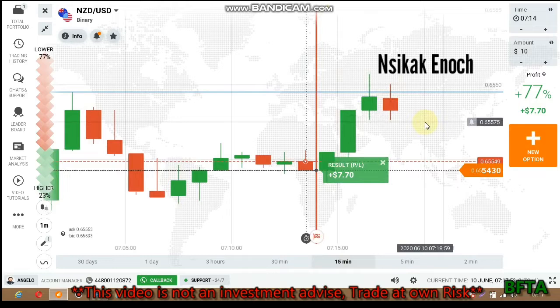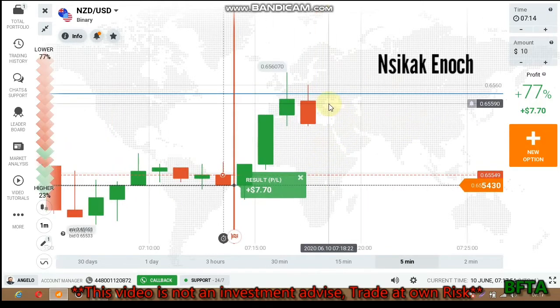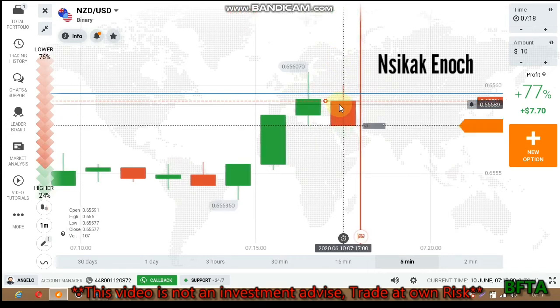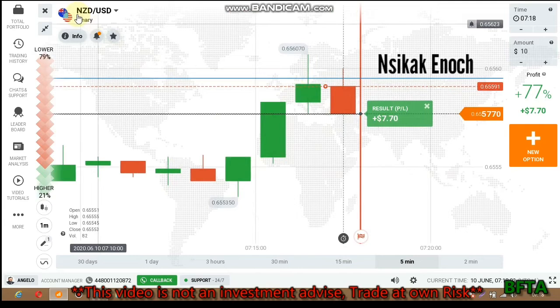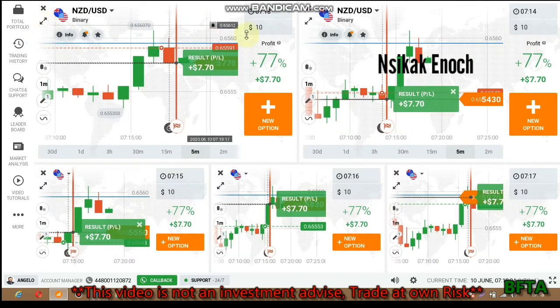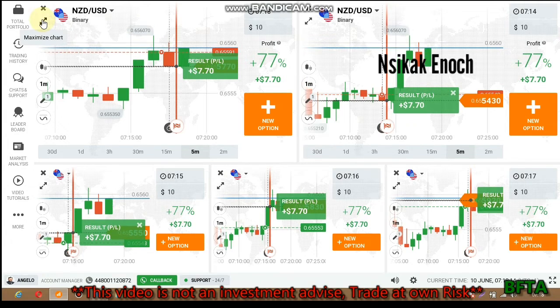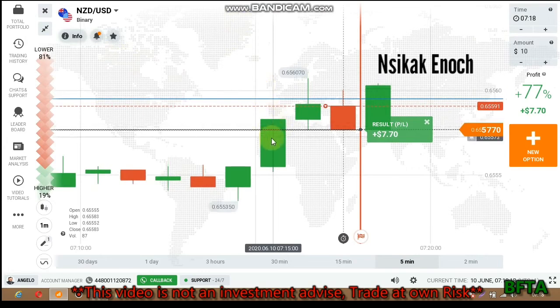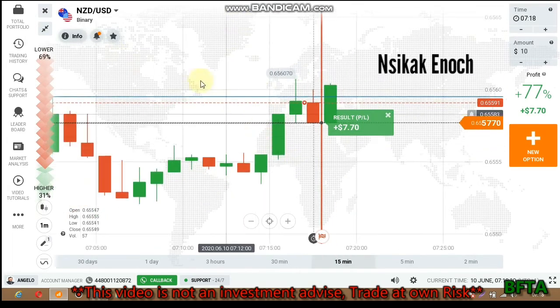So I'll stop here. So total, I took 5 trades with candlestick psychology. This is how you can place your trade. So you just follow the market movement and you observe what the market is doing before you place your trade. Don't place your trade blindly. Do what the market is doing before you place your trade.